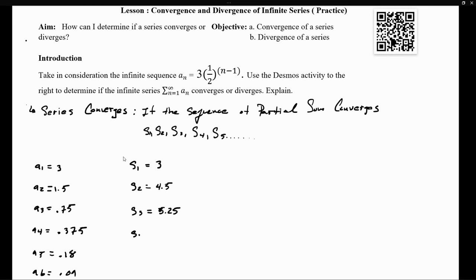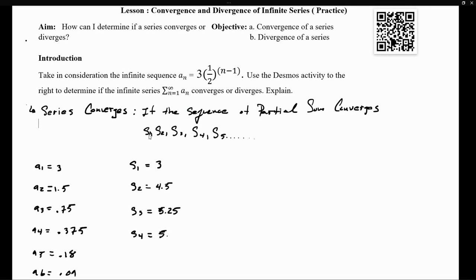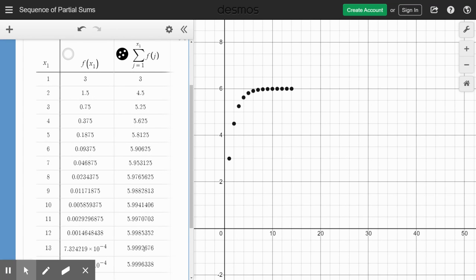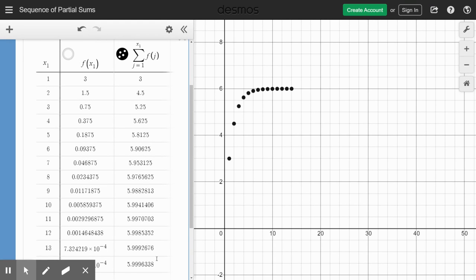Now let's take a look at the fourth partial sum, which is the addition of the first 4 terms. That will give me a value of 5.6. We're just going to do this until we get to the 6th term. So the 5th partial sum is 5.81. And lastly, the 6th partial sum, if we add the first 6, is going to be 5.9.